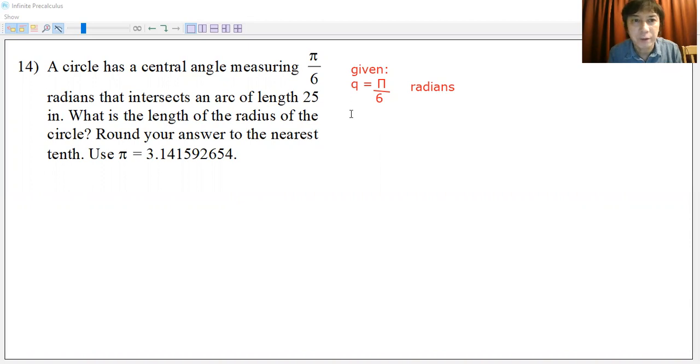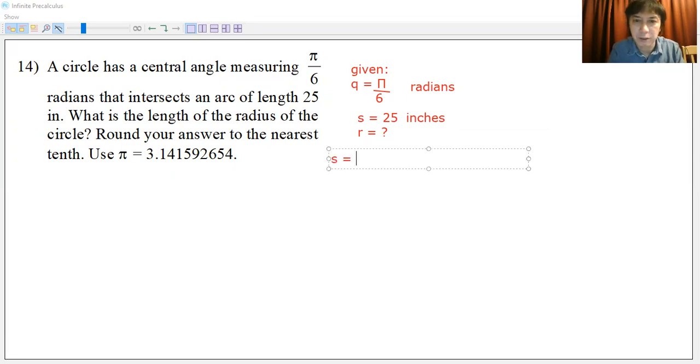All right, so we have the central angle pi over 6 radians that intersects an arc length of 25 inches. So arc length S is equal to 25 inches. Okay, what is the length of the radius of the circle? We're asked to find the radius R. Again, round your answer to the nearest tenth and use pi equal 3.141592654.